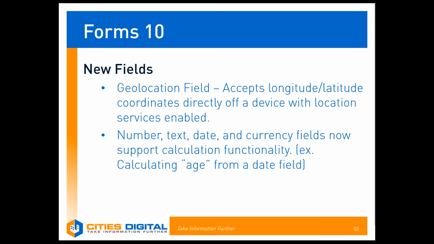Another addition is the ability for these different form fields in the number, text, date, and currency fields to actually support some calculation. Now, this is a little bit more technical, but being able to calculate age from a date field is a good example of what you can do here. So calculating dollars spent in expense reports, things like that, are now possible directly within the form instead of uploading it to workflow and having workflow run that calculation. It's a lot quicker, and then you can get a direct and immediate response off of the information that you're entering right away.